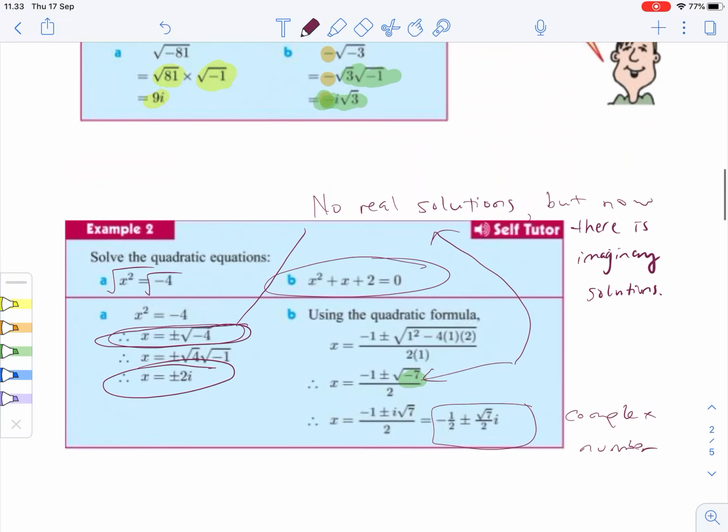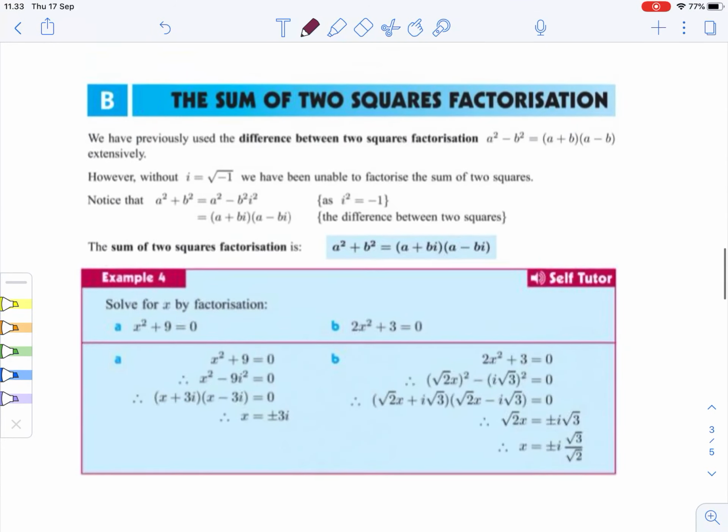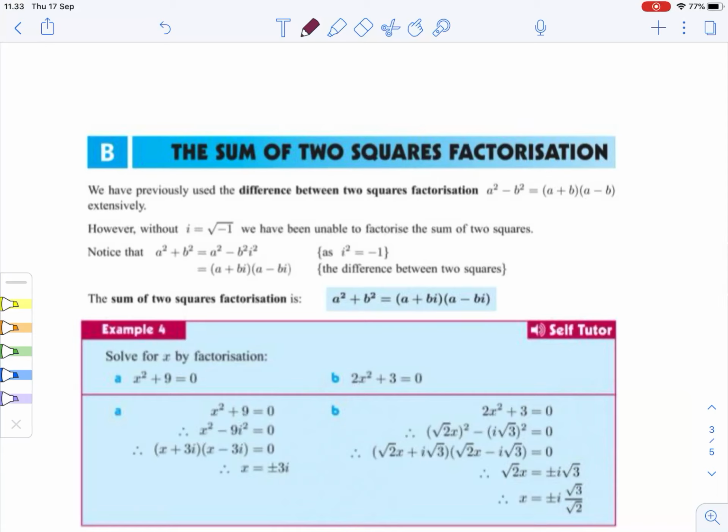Now that we've seen what a complex number is, imaginary numbers, there are some useful things we can think about. Remember previously that with a difference of squares, a squared minus b squared, I could factor that into a plus b times a minus b. Well, now that we know we have complex numbers, if I have a squared plus b squared, I can factor that into a plus bi times a minus bi.